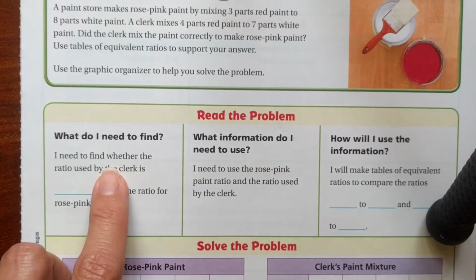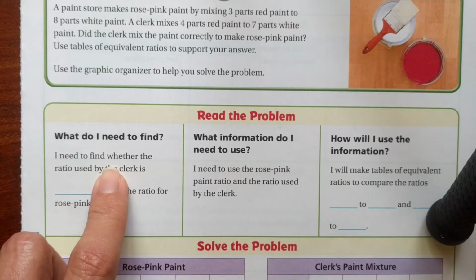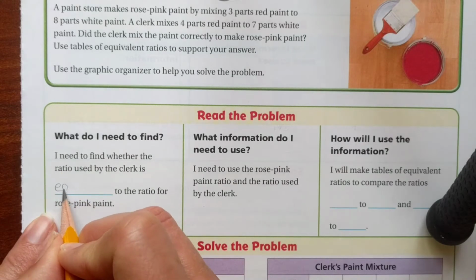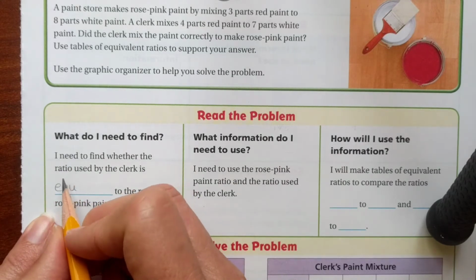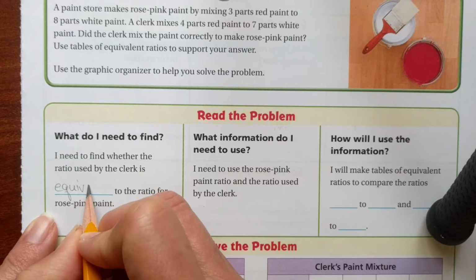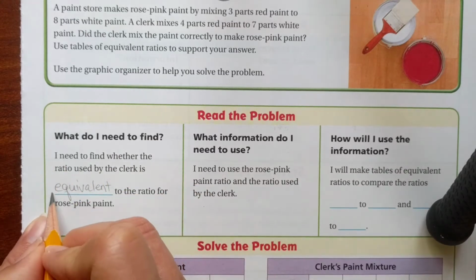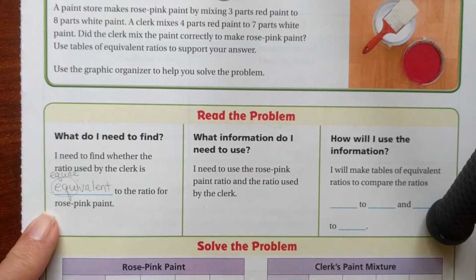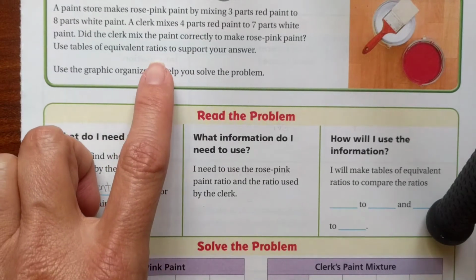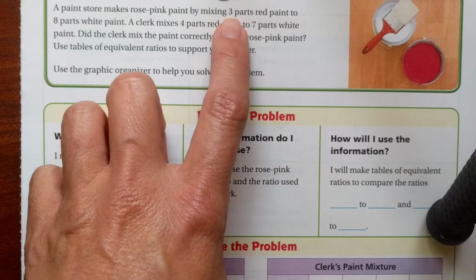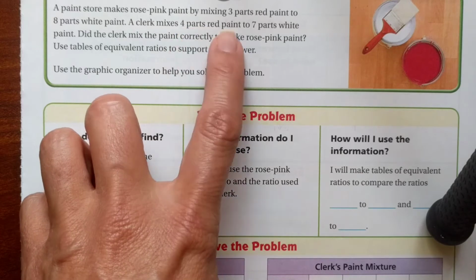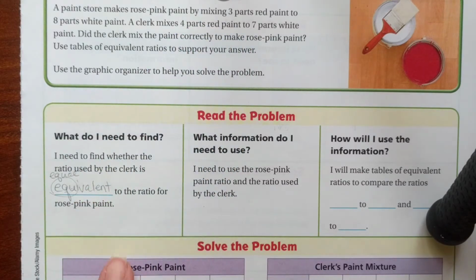All right, so what do I need to find? I need to find whether the ratio used by the clerk is equivalent. Equivalent. Notice the beginning of this looks very much like equal. Right? It has the same root. So we're trying to find out if the ratios of the actual rose pink paint, 3 to 8, is equal to 4 to 7, if they're equivalent.